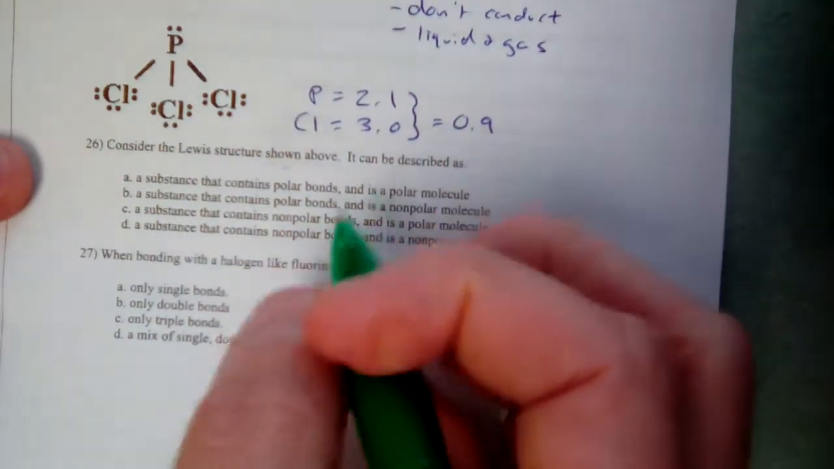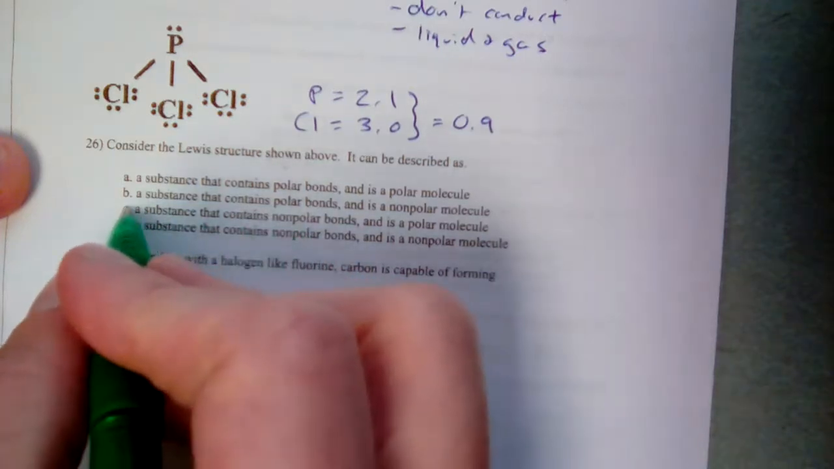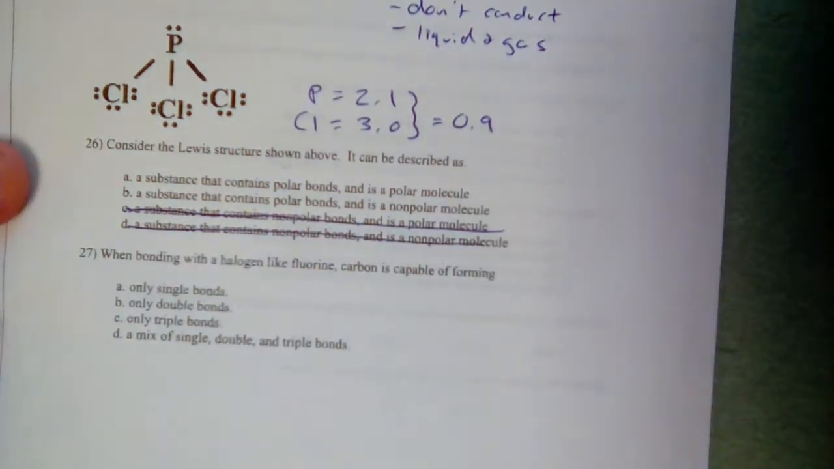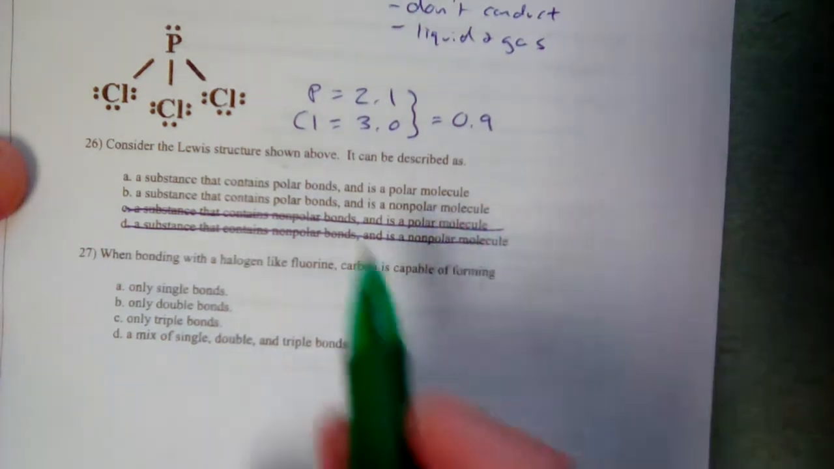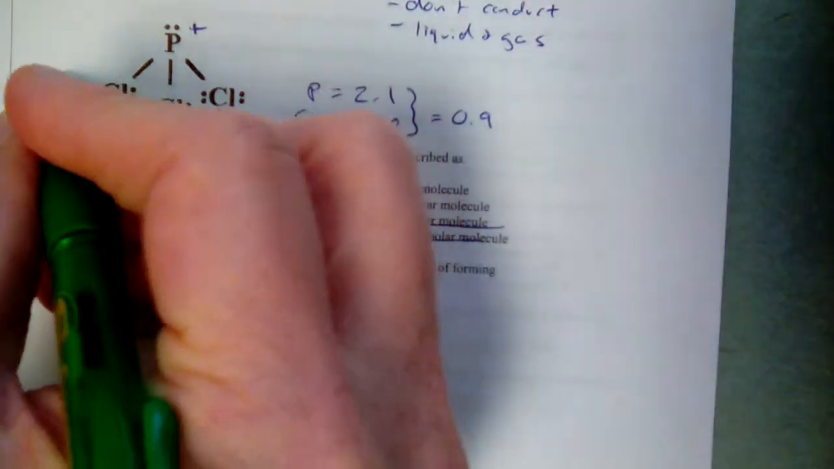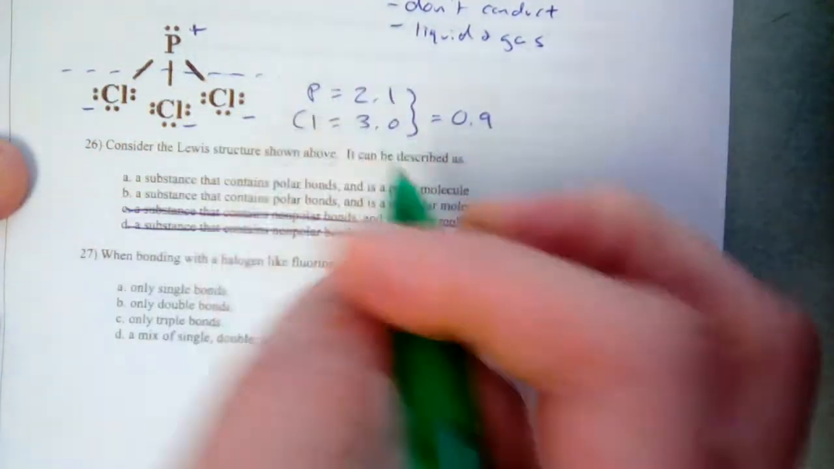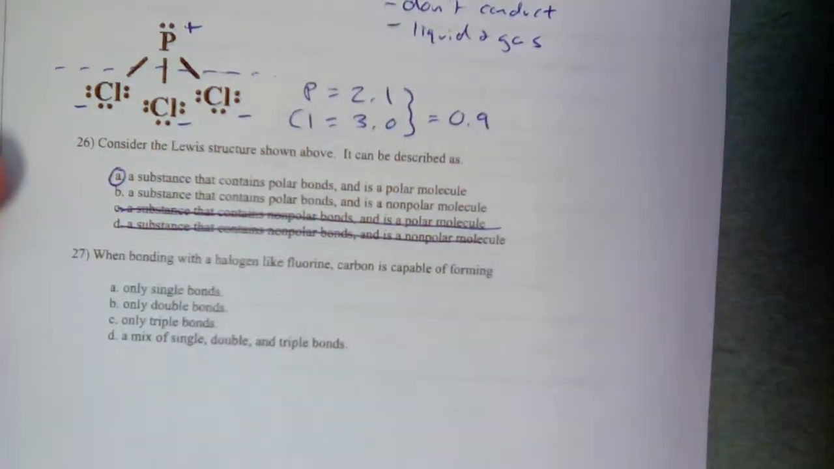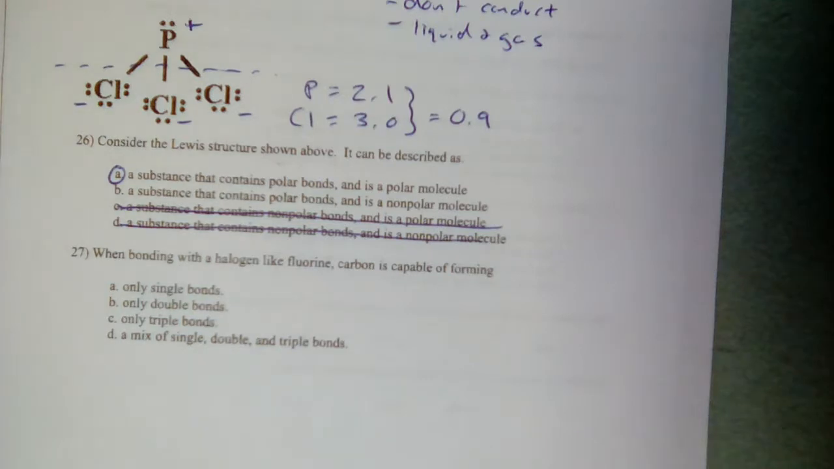That makes polar bonds, so automatically eliminate those two. We know it's got polar bonds. Now we just have to figure out if it's a polar molecule. Lower number is positive, higher number is negative. If you can draw a straight line, put all the negatives on one side and the positives on the other, it is a polar molecule, so that brings it down to A.